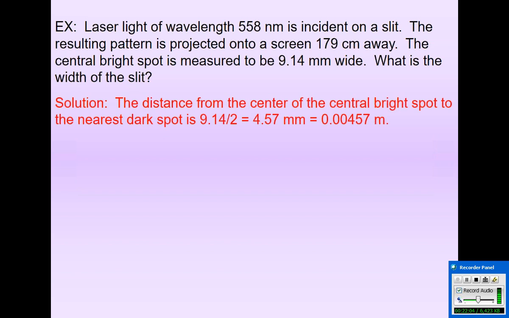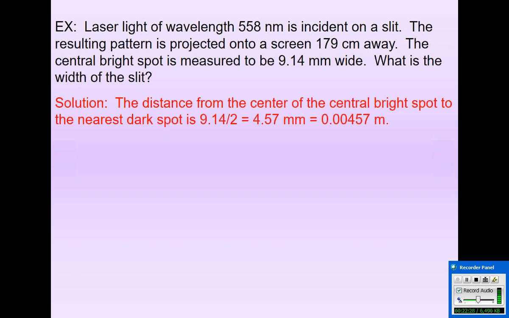Let's do an example. We have light with a wavelength of 558 nanometers incident on a narrow slit. We project this onto a screen that's 179 centimeters away, and we measure the bright spot to be only 9.14 millimeters wide. The question is, what is the width of the slit?